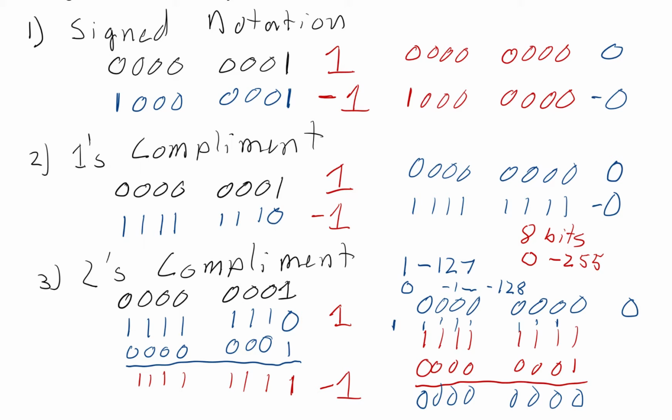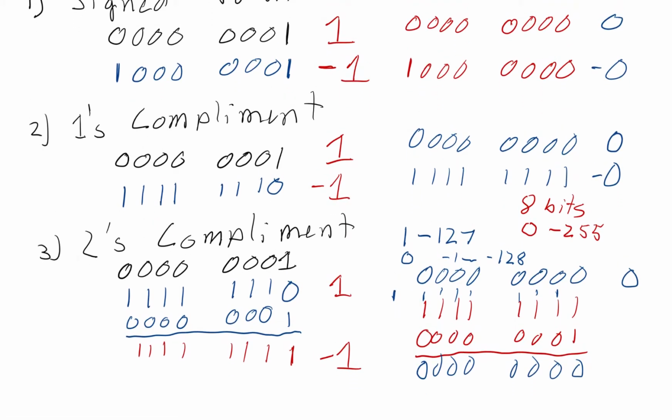So that's 2's complement. Again, the steps to negate a number is to invert all the bits and then add 1. So let's go ahead and see what happens when we take our negative 1 and we negate it. So if we negate a negative number, we make it positive. So we should get positive 1. Let's go ahead and do that. So we're going to invert all of the bits. And then we're going to add 1 to it. And sure enough, we're back to positive 1.